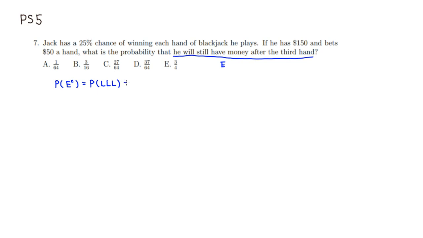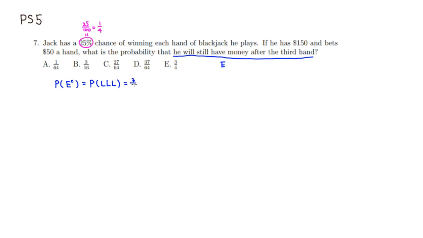Since he has a 25% chance of winning, remember that 25% is the same thing as 25 over 100, which can be simplified as 1/4. So he has a 1/4 probability of winning. The probability of losing would be the other part, so it's going to be 3/4.